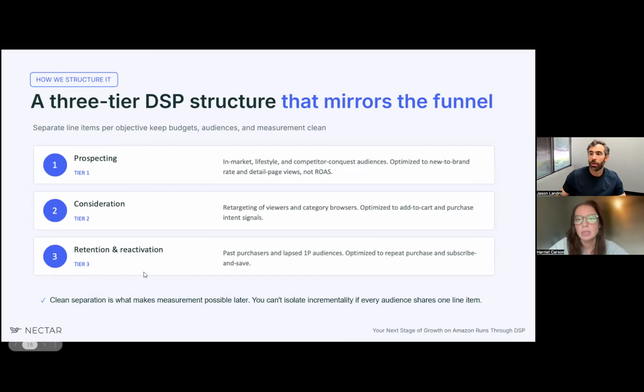Yep. And I think that, we talked a lot about this, the DSP structure that really mirrors the funnel. I will say one mistake I see quite often is advertisers putting every audience into one campaign or one line item. That makes optimization very difficult, but more importantly, it makes measurement almost impossible.